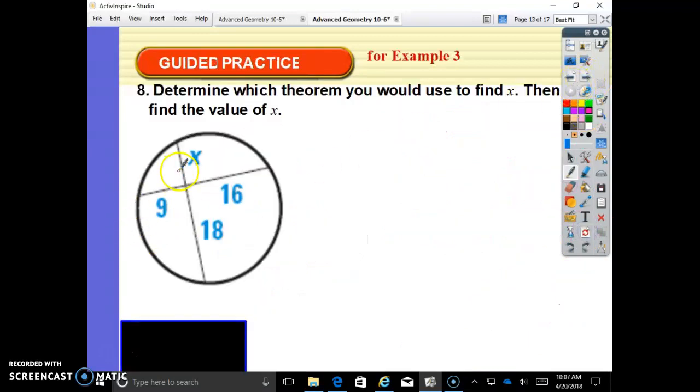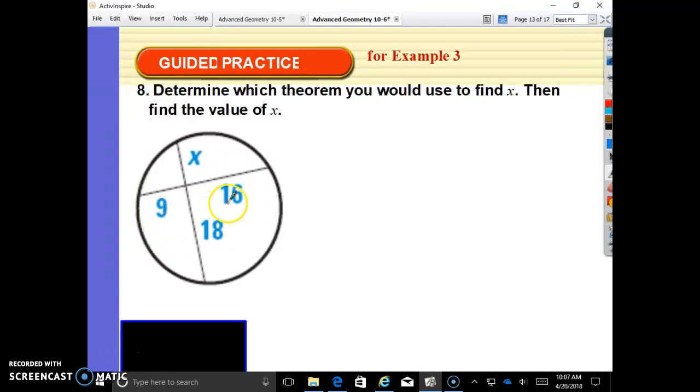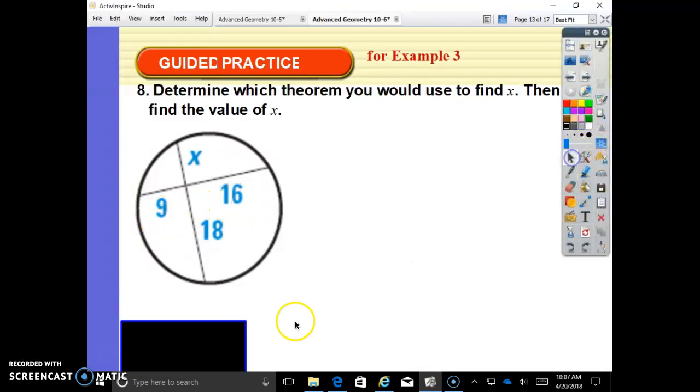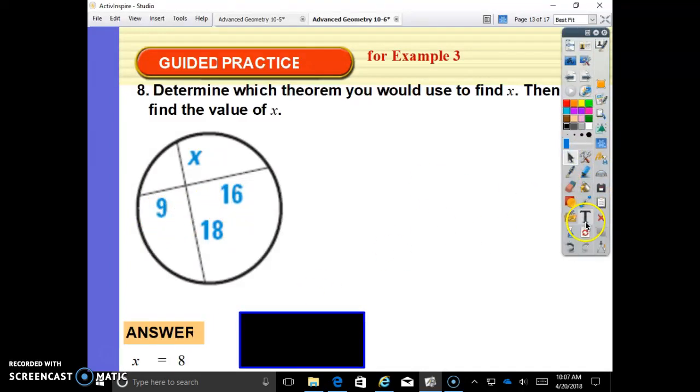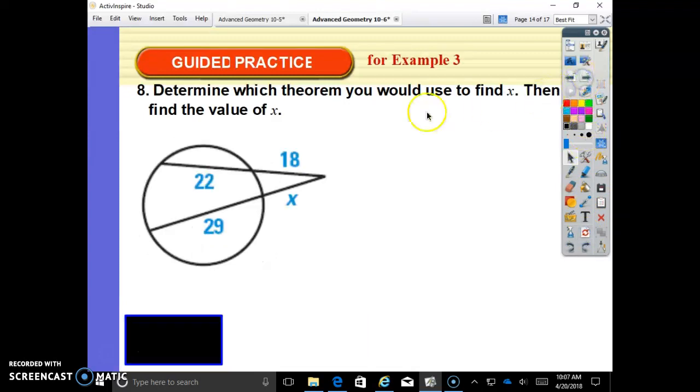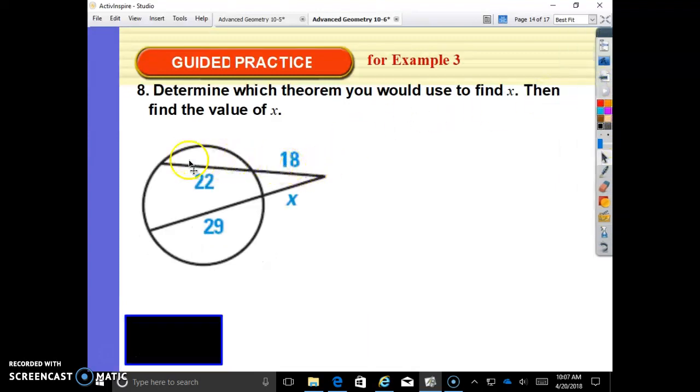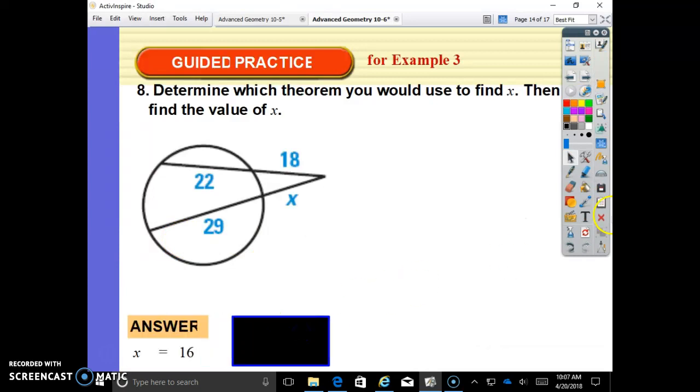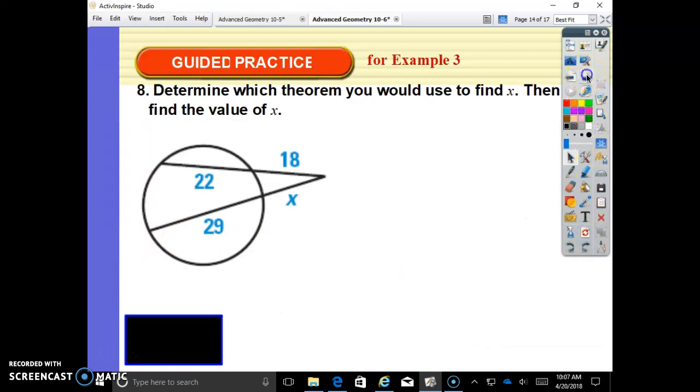On this next one, x times 18 equals 9 times 16. Set that up and solve. You're going to get x is 8. 18 times 18 plus 22 equals x times x plus 29. All right, same way. And if you tried that one out, you're going to get x is 16.